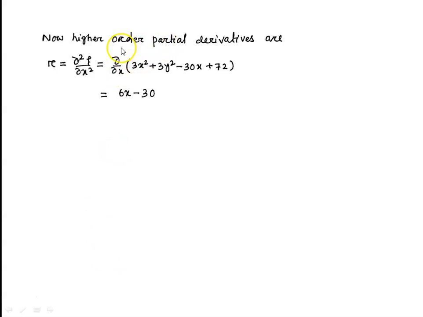Now the higher order partial derivatives: r is equal to del square f divided by del x square, that is del by del x of del f by del x. Now del f by del x is 3x square plus 3y square minus 30x plus 72, and the partial derivative of this with respect to x is 6x minus 30.